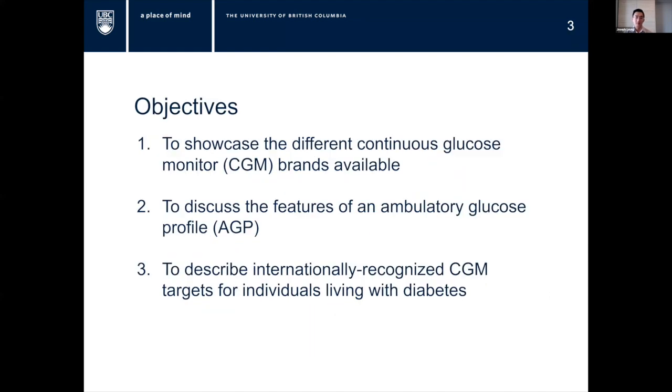So in this talk, I'll be talking about the different continuous glucose monitors, or CGMs, that are available in British Columbia. And then I'll be talking about the features of an ambulatory glucose profile briefly. And then lastly, just a slide on the internationally recognized CGM targets for individuals living with diabetes.